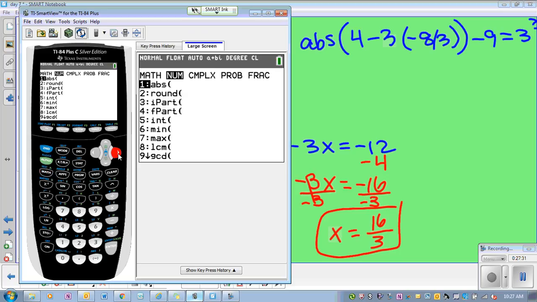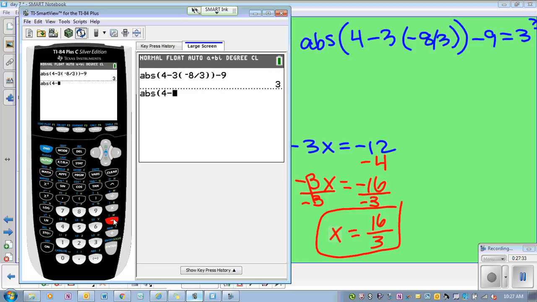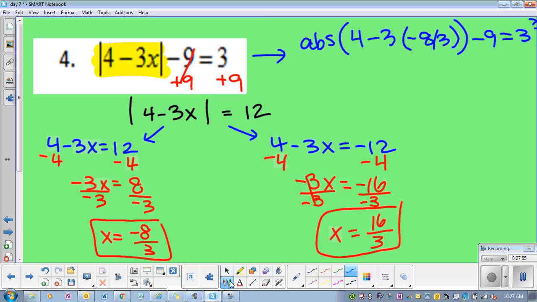Math, number, abs. 4 minus 3 times 16/3. You gotta put fractions in parentheses, so it gets a little weird here, right? And then minus 9. Enter, you also get 3. Okay? So this one also works. And to be honest with you, when they're equals, these should always work if you did your math right. But we're checking to make sure that we did our math right.